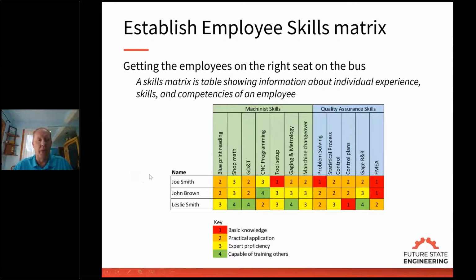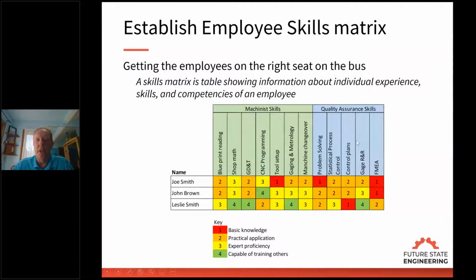So I have 3 employees here, Joe Smith, John Brown, and Leslie Smith, and looking at a machinist operation, we have both machinist skills, and then we also have some quality assurance skills. So I'm going to list the skills across the top of the matrix here, such as blueprint reading, shop math, GD&T, which stands for geometric dimensioning and tolerancing, CNC programming, tool setup, gauging and metrology, and machine changeover.